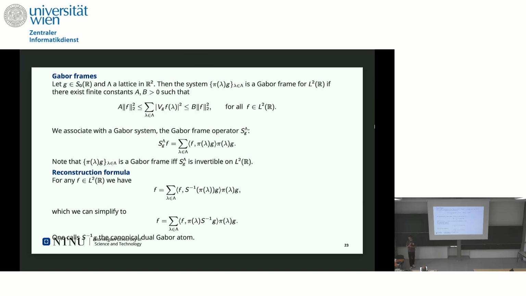Now moving on to Gabor frames. For any very nicely behaved G, here we've said that it's in the Feichtinger algebra without defining that, we say that the system pi lambda of G, so we're looking at time frequency shifts of G with respect to some lattice lambda, is going to generate a Gabor frame if there are finite constants satisfying this frame condition. So we can think of a frame as kind of extending the notion of an orthonormal basis, relaxing it a little.